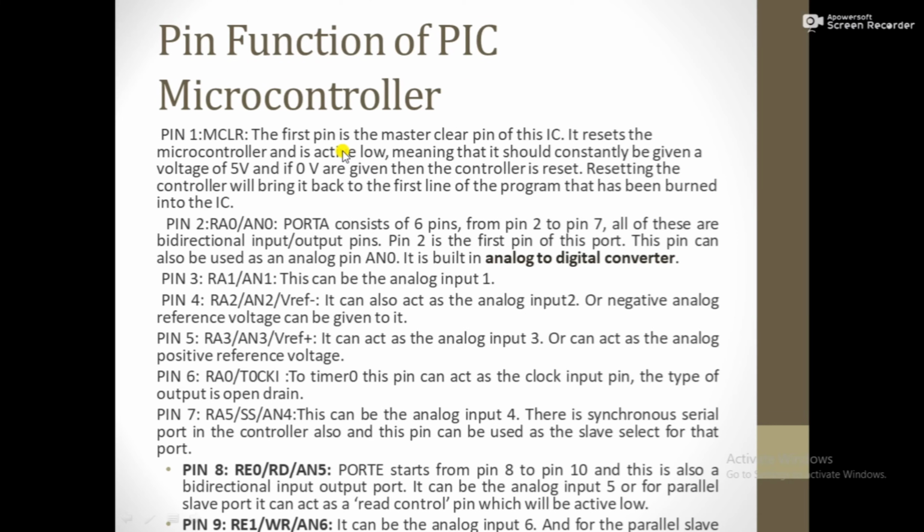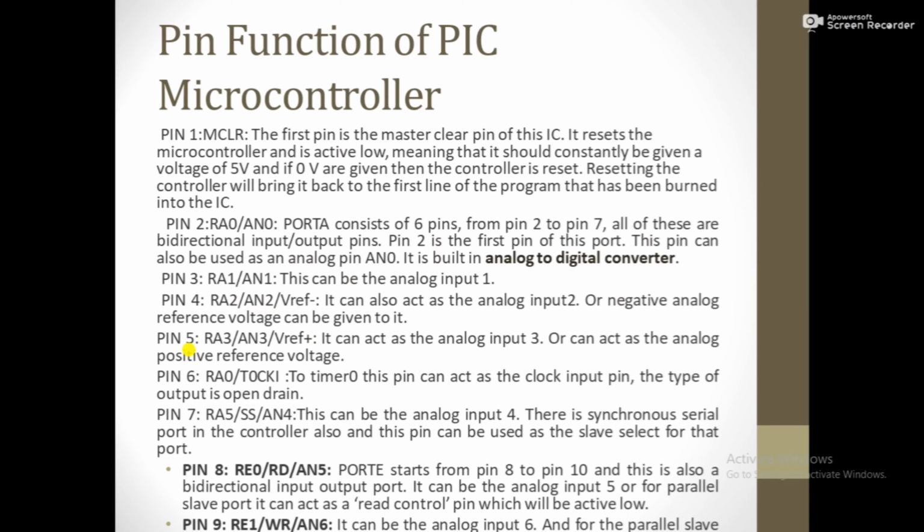Pin 2, RA0 and AN0. Port A consists of 6 pins from pin 2 to pin 7. All of these pins are bidirectional input output pins, and pin 2 is the first pin of this port. This pin can be used as an analog pin AN0, with a built-in analog to digital converter. The pin RA1 and AN1 can be analog input 1, and RA2 AN2 VREF is pin 4. It can act as analog input 2 or negative analog reference voltage. And pin 5, that is RA3 and AN3 VREF, can act as analog input 3 or as a positive analog reference voltage.